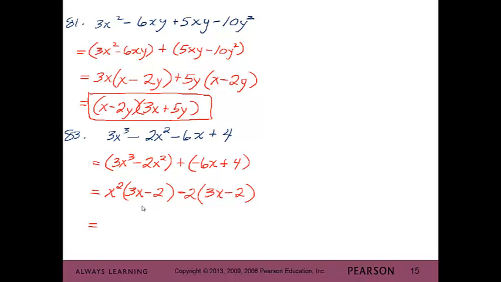So my parentheses look exactly the same. If I made a mistake, my parentheses would not match, which means I would have to go back and fix the mistake. In order to continue the steps, I have to have my parentheses exactly the same. So I'm going to factor out my 3x minus 2. And then who's left over? x squared minus 2. And this is also factored.